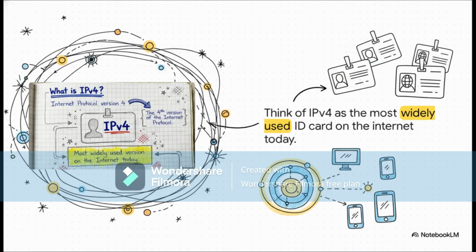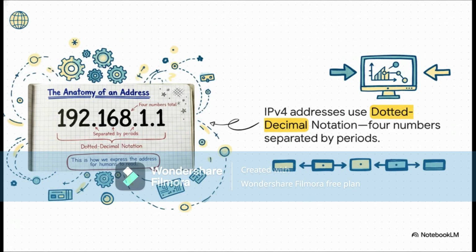The easiest way to think about it is like an ID card. It's the original, most widely used ID on the entire internet. Even with newer technology out there, IPv4 is still the system that powers most of what we do online every single day. And what do they look like?